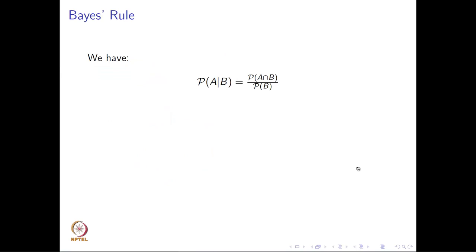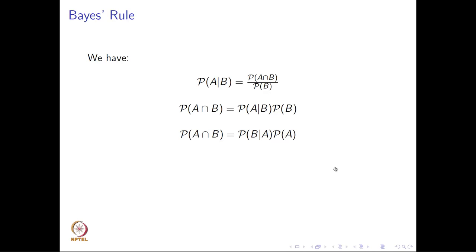Next, we come to a very important theorem called the Bayes theorem or the Bayes rule. We start with the equation for the conditional probability. Probability of A given B is equal to probability of A intersection B by probability of B. Rearranging, we have probability of A intersection B equals probability of A given B into probability of B. Now, if we had started with probability of B given A instead, we would have got probability of A intersection B equals probability of B given A into probability of A.